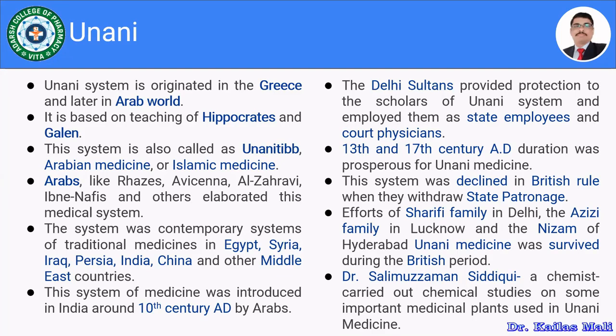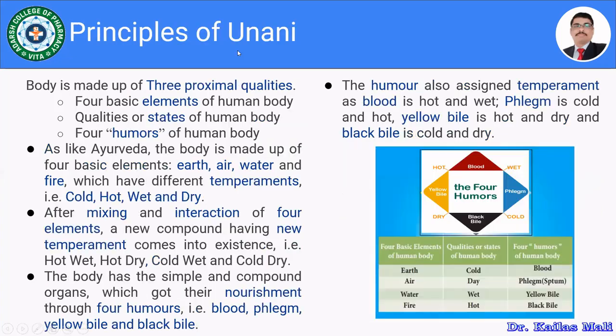With this, let us move towards the principles of Unani systems of medicine. In the case of Unani systems of medicine, the body is made up of three proximal qualities. Which are those three proximal qualities? That is the four basic elements of the human body, the qualities or states of the human body, and the four humors of the human body.